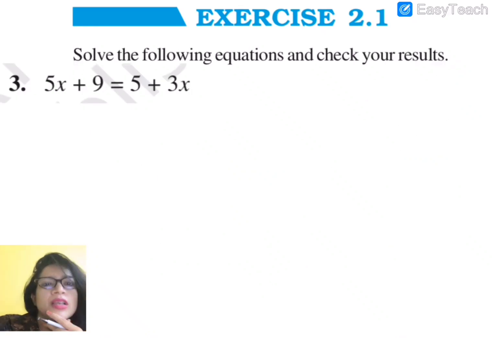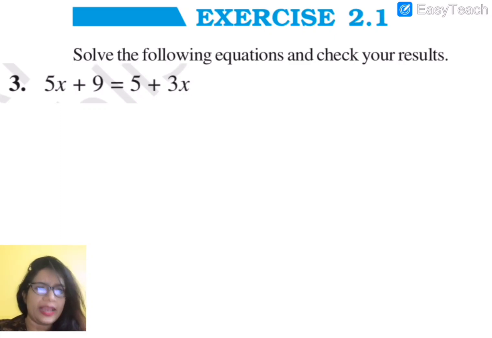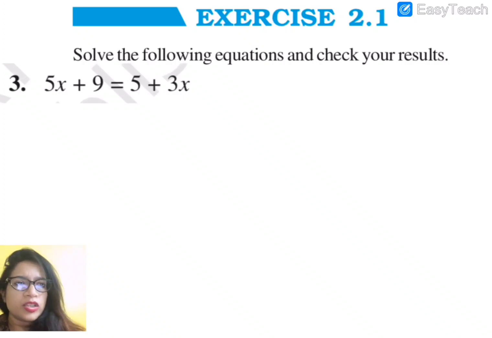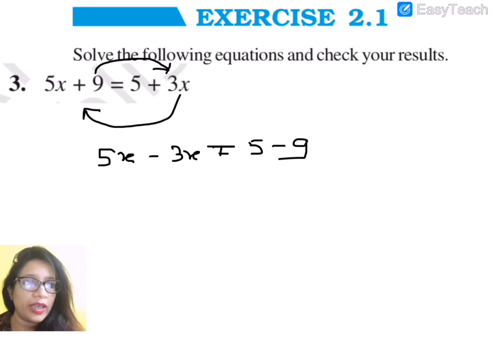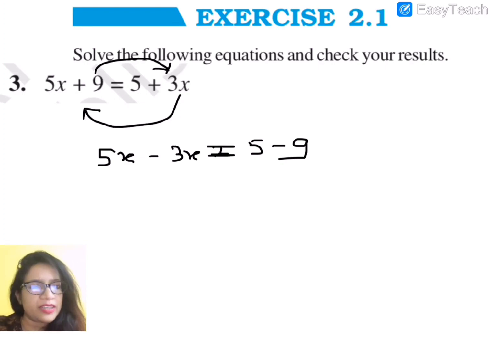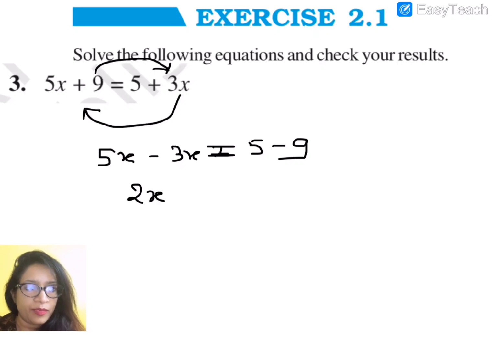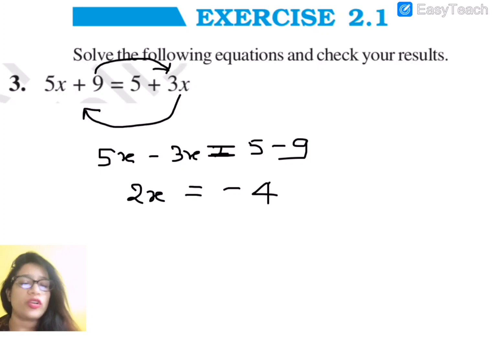Third question. The question is 5x plus 9 is equal to 5 plus 3x. Okay. Again, it is a laddu question. It's very easy. So we will bring this 3x to this side and we will bring this 9 to this side. So it will be like 5x minus 3x is equal to 5 minus 9. Okay. So now what is 5x minus 3x? It is 2x. It is equal to 5, 6, 7, 8, 9. So it is minus 4 on this side.